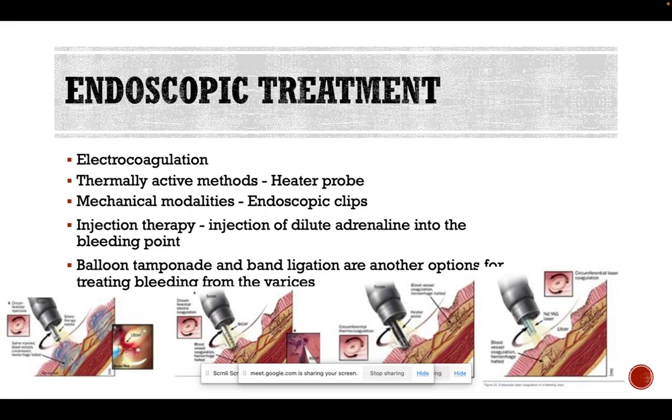Coming over to the endoscopic treatment: electrocoagulation, generally used by an electric probe, and thermally active methods, where a heated probe is used to stop the bleeding. Mechanical modalities, where an endoscopic clip is used, and injection therapy, where we inject adrenaline into the bleeding point. All of these are used to stop the bleeding. Whereas balloon tamponade and band ligation are used for treating bleeding from the varices.